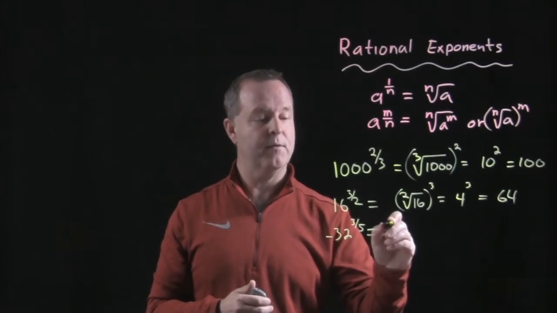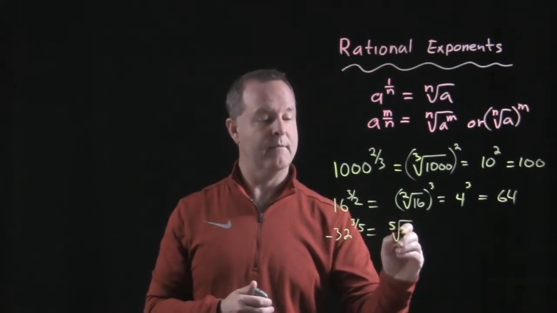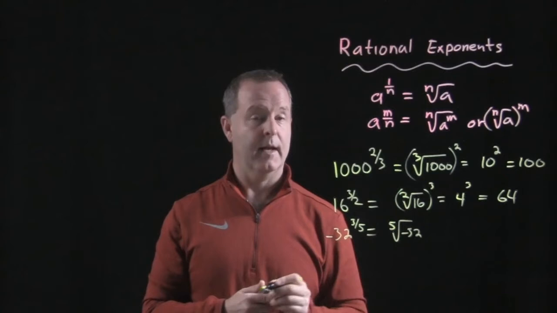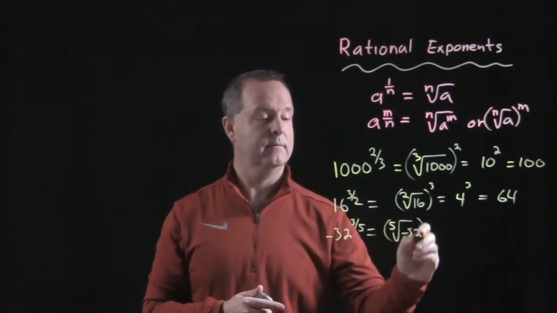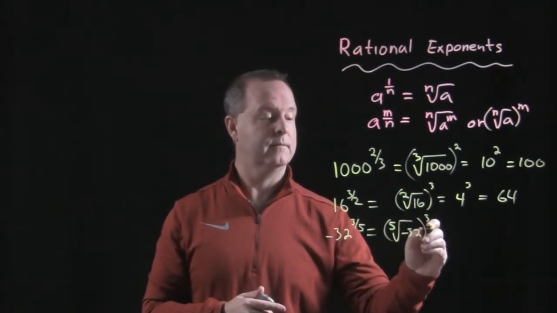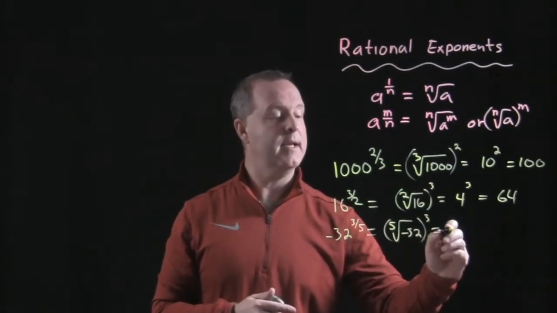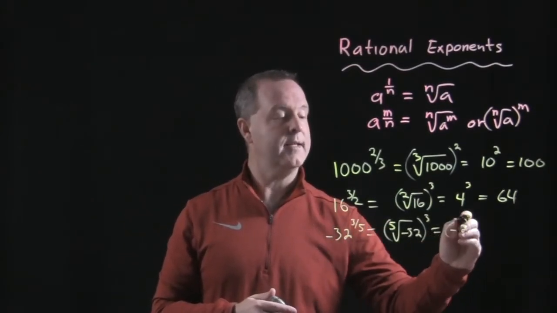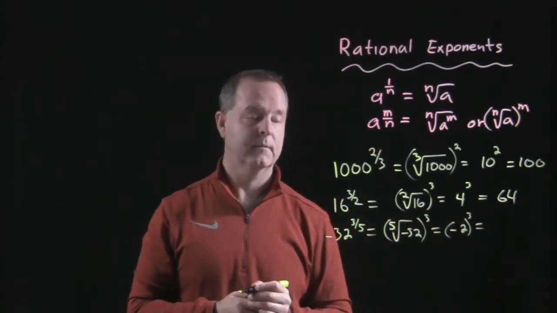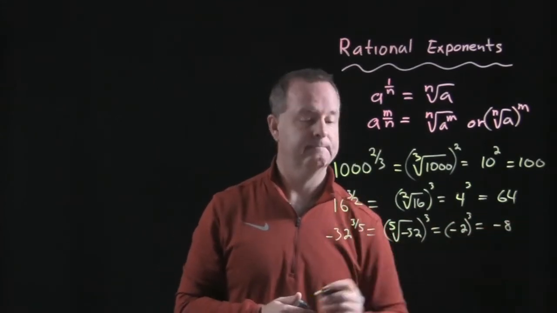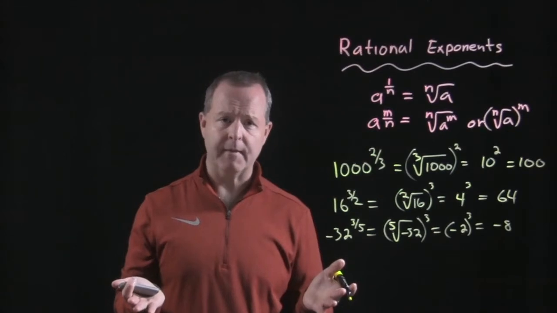That becomes the 5th root of negative 32, and I'm going to raise that to the 3rd power. The 5th root of negative 32 is negative 2. Raising that to the 3rd power becomes negative 8. How are you feeling about that?